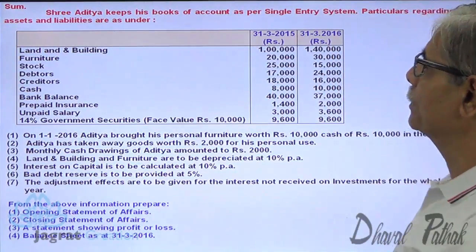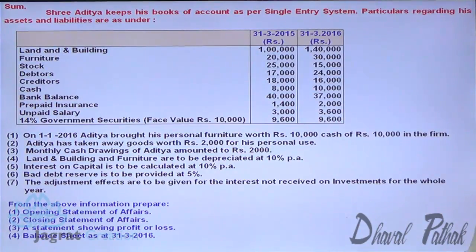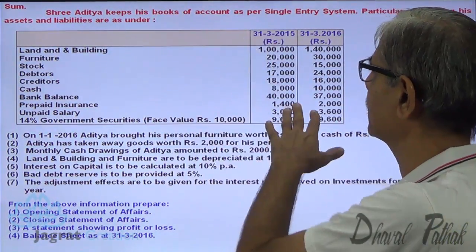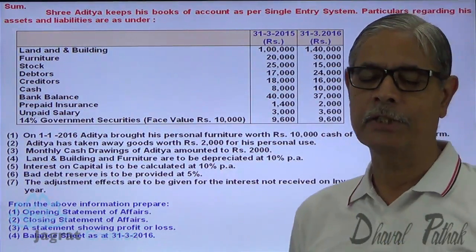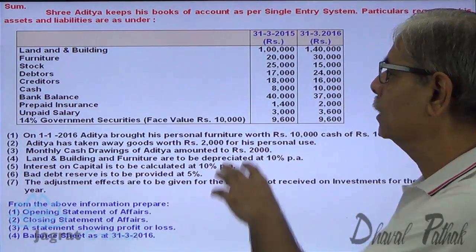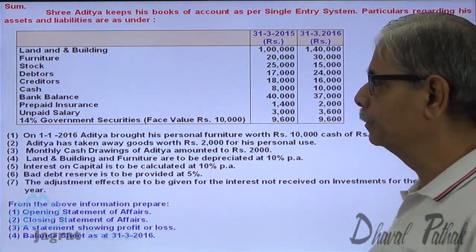Shri Aditya keeps his books of accounts as per single entry system. Particulars regarding his assets and liabilities are as under. As on 31/3/2015 and 31/3/2016 you are given. These are the assets and liabilities given to you.